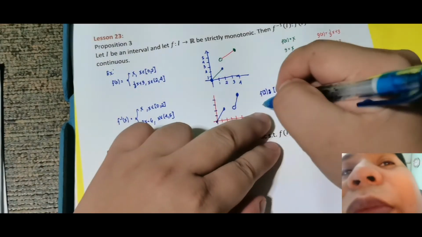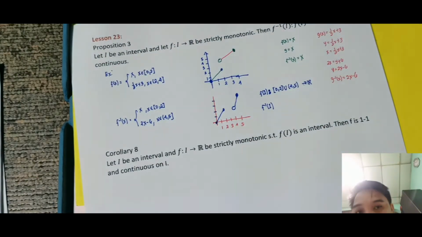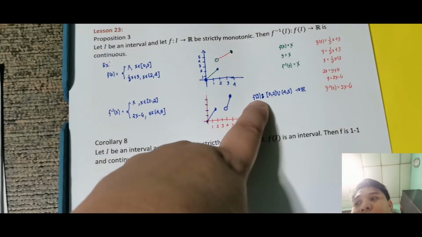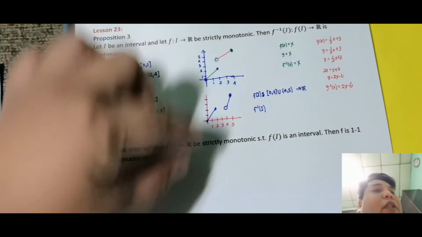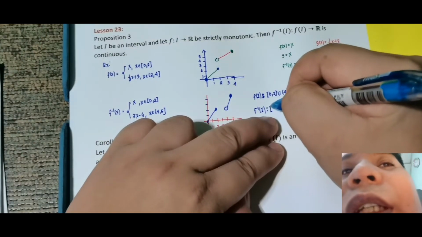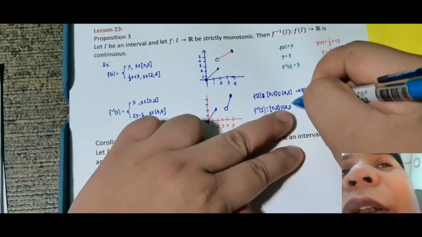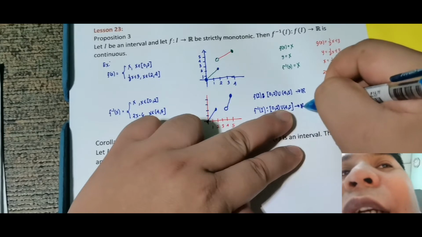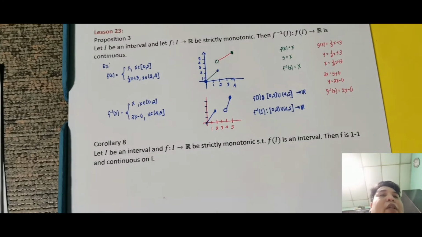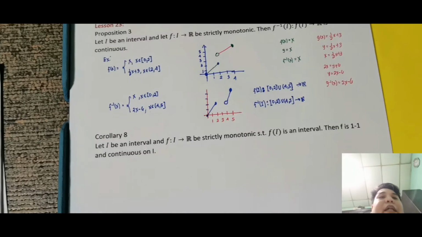Ngayon, yung f inverse natin yan, is just by definition. Ano sabi ng definition? By definition, f of I inverse is just f of I. Okay, what is f of I? Yung mga range ng f of I. Napansin nyo yung range ng f of I is just ito ulit. So that is simply 0, 2 union 4, 5, going to real number. Ayan yung sinasabi ng proposition 3 na yan. So strictly increasing pa rin sila, then therefore continuous pa rin naman yung f inverse of I natin.